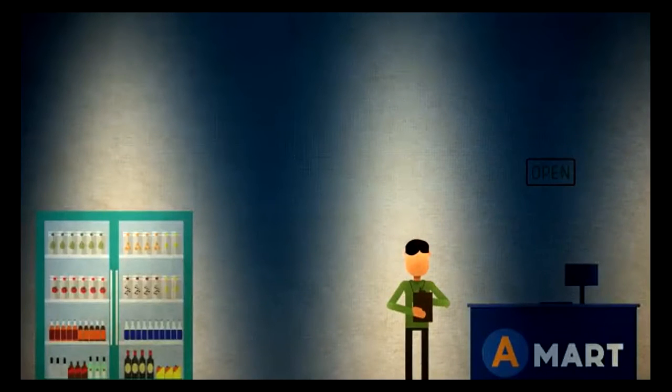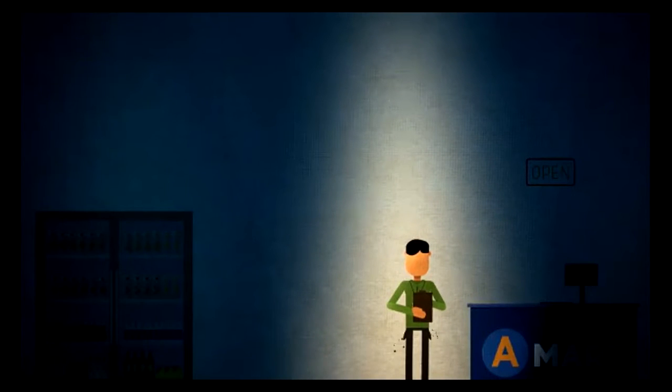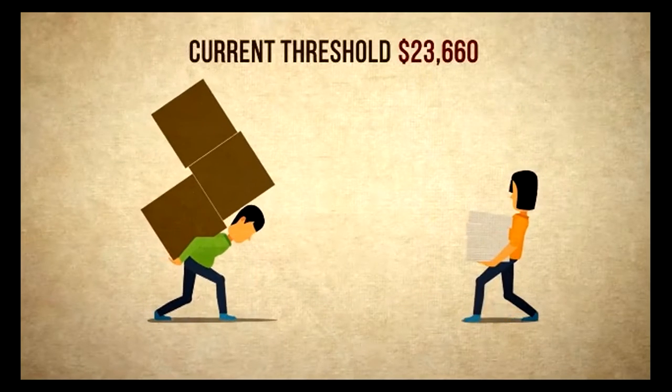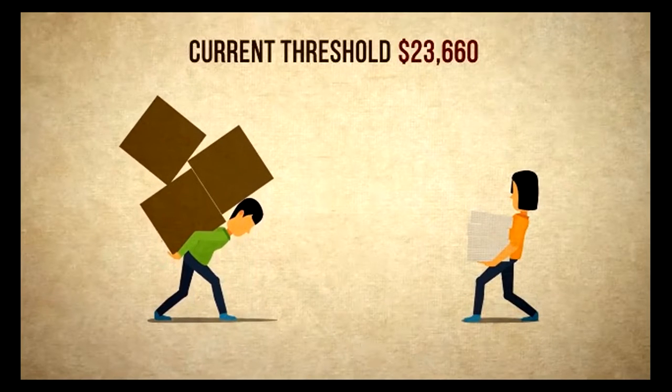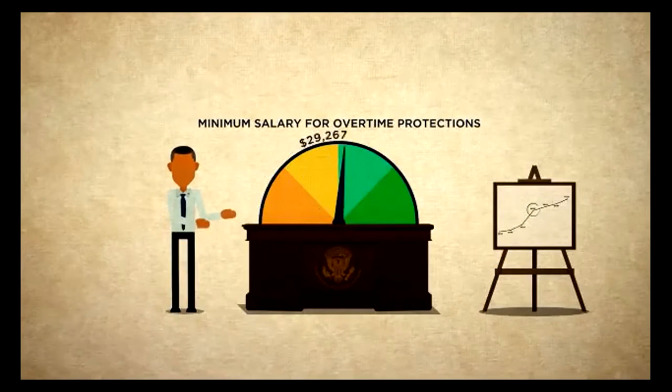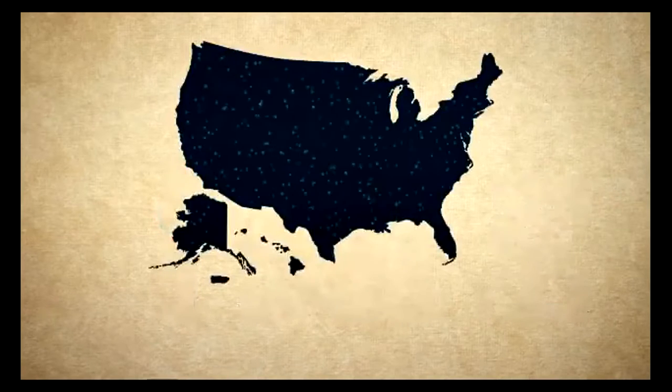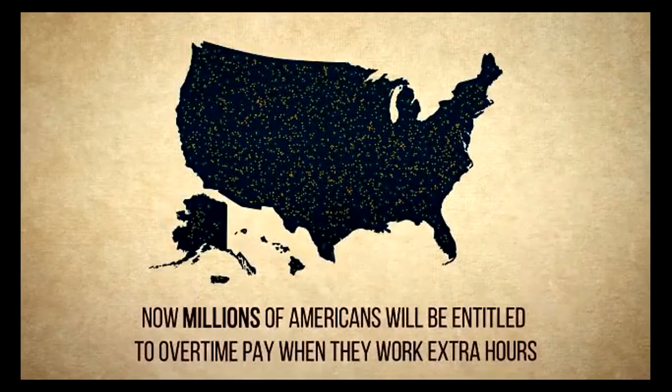Sometimes their long hours break down to being paid even less on an hourly basis than the minimum wage. Overtime regulations for white-collar workers are out of date. The current salary threshold is so low that it's often hard for employers to determine who qualifies. That's why President Obama directed the Department of Labor to update the rules, making them simpler for workers and businesses. Now millions of Americans will be entitled to overtime pay when they work extra hours.